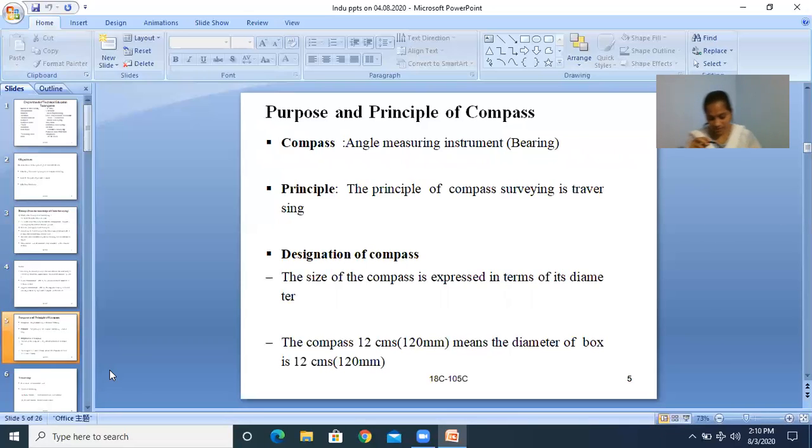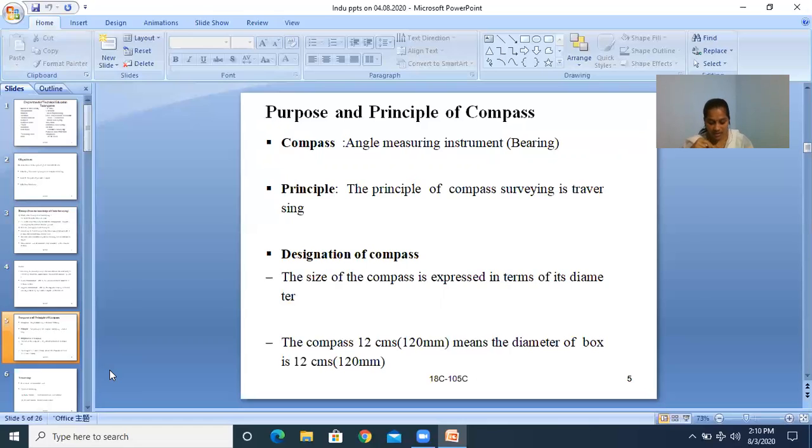In chain surveying, the area to be surveyed is divided into connected triangles and only linear measurements are taken. Chain surveying is suitable when the area to be measured is small and fairly flat. All of you know, we adopt chain surveying when the area to be surveyed is flat, there are no undulations, and the area is small, then only we can use chain survey.